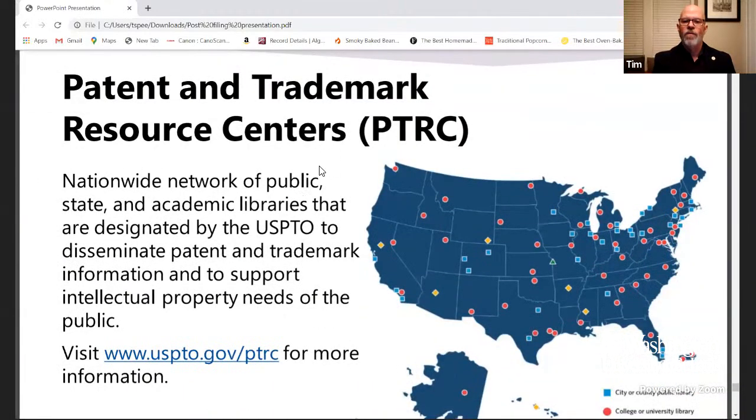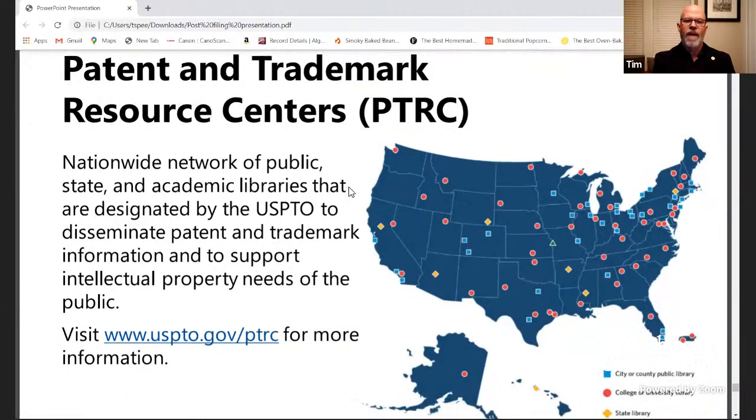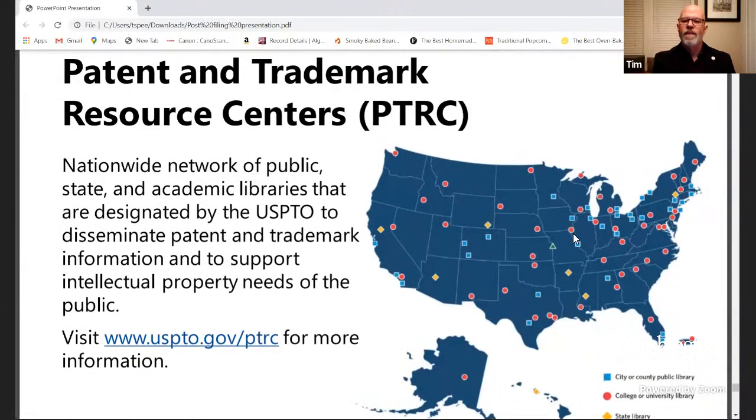These are the patent trademark resource centers James mentioned. We sometimes call these the patent libraries. These have access to information, and many of them have sites where you can actually go and use a computer to do searching and use the databases that we use to search patent databases and things like that. And a lot of other information is available there.